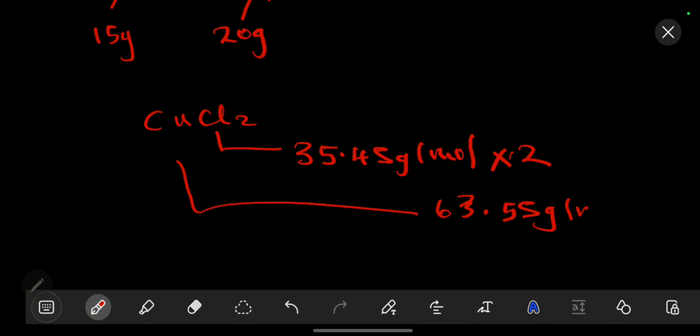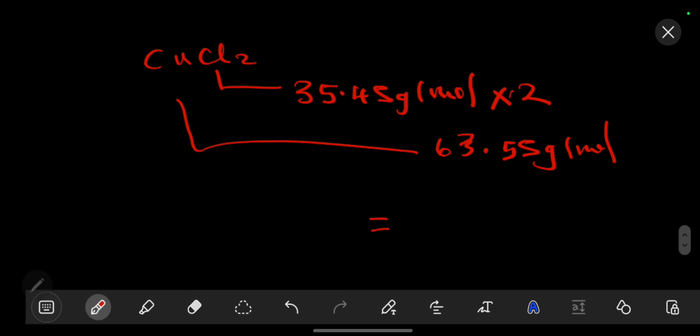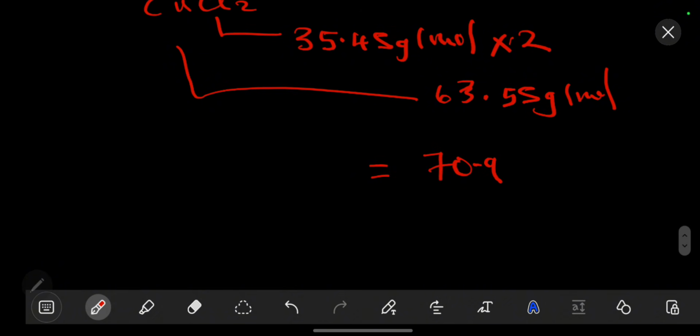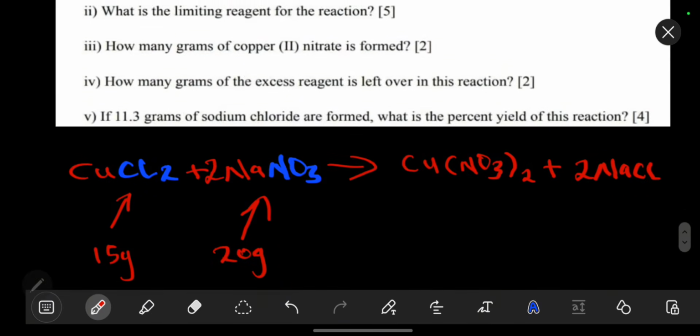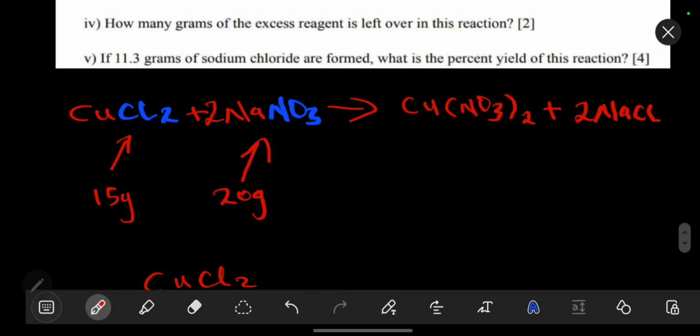So this is our mass, grams per mole. We can now multiply our 35.45 times 2. This gives us a value of 70.9. Then this other one is 63.55. Then we add them. We are going to get our molar mass to be equal to 70.9 plus 63.55, which gives us 134.45 grams per mole. So remember, the molar mass is the mass of 1 mole of a substance.